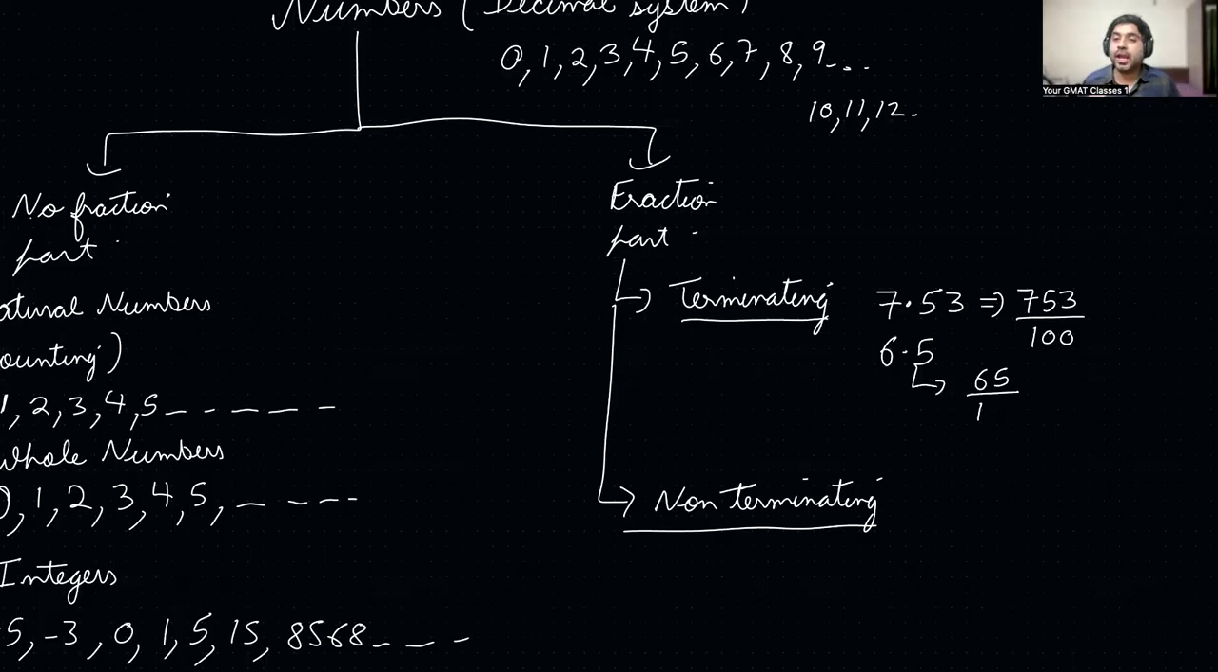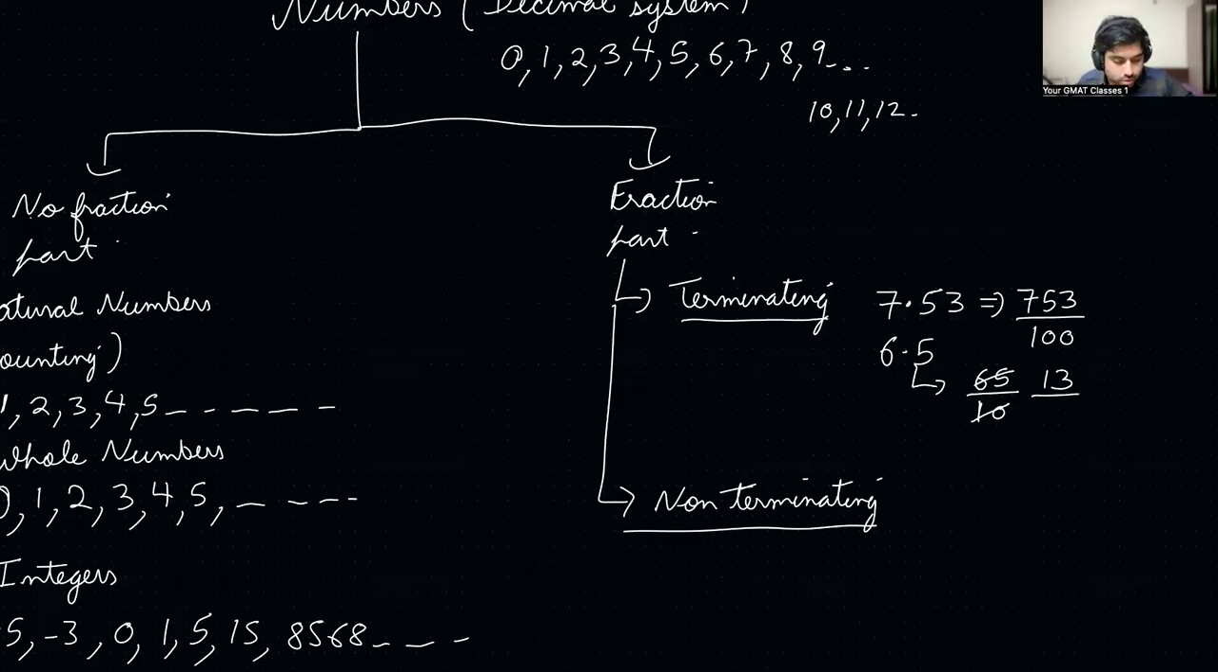So in the denominator, we take as many zeros after 1 as we have digits after the decimal point. So for 6.5, I will do 65 by 10. 7.53, I'll do 753 by 100. So we get one very interesting thing with terminating numbers. All terminating numbers will only have powers of 10 in the denominator. Now, from that 10, something might get cancelled with the numerator. Like, let's say, for example, if I have to simplify this, both numerator and denominator are divisible by 5. So I can write it as 13 by 2.